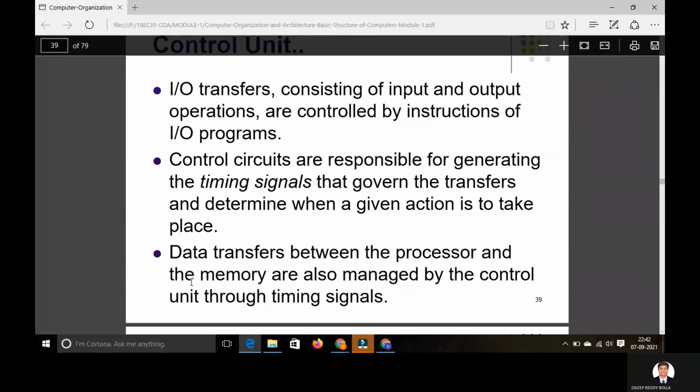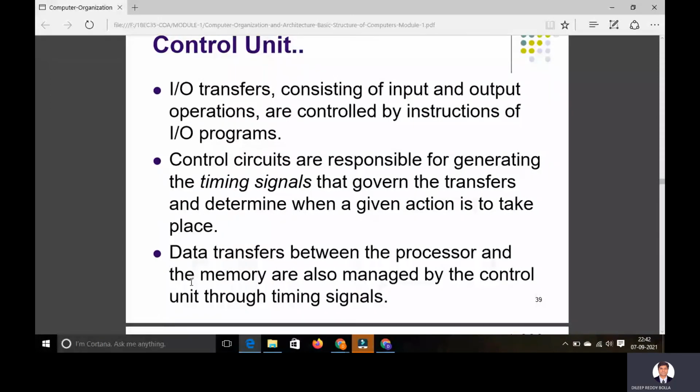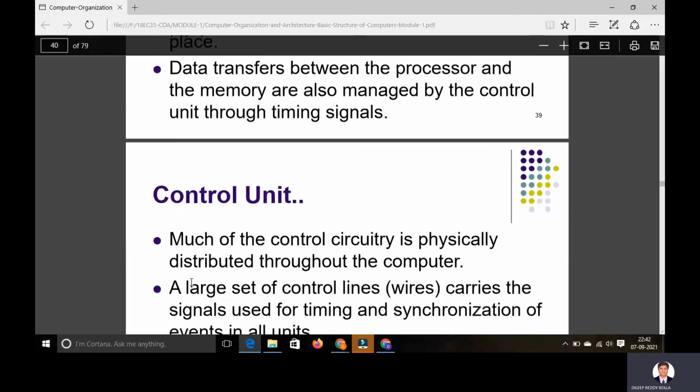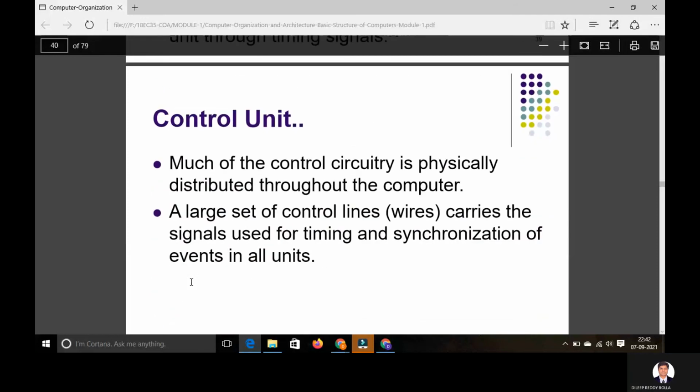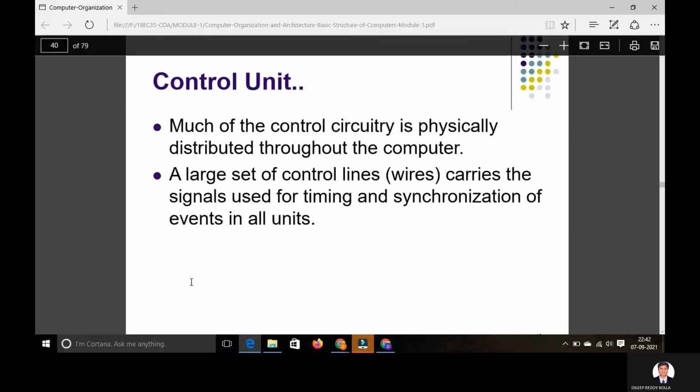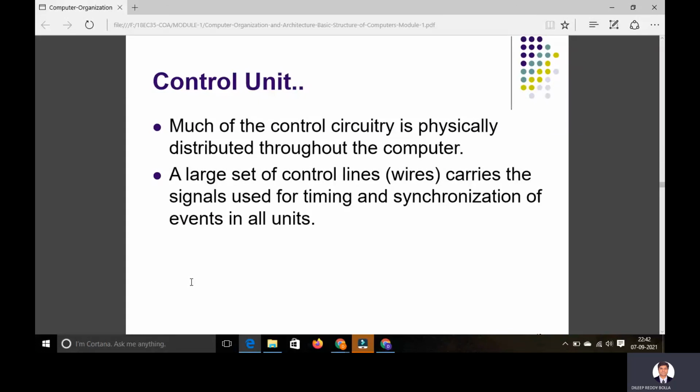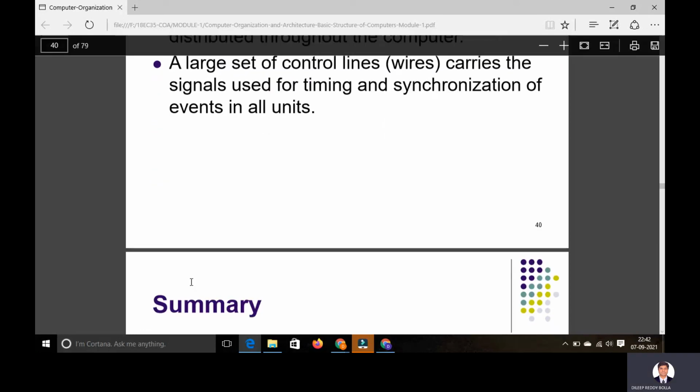IO transfers, what will happen, we're going to control by using input or output operations. So we have to make sure that the data transfer between the processor and the memory happens appropriately, and the data has been communicated. These control signals can be wired signals or wireless signals, which may carry the data, and we're going to synchronize that in all the units.